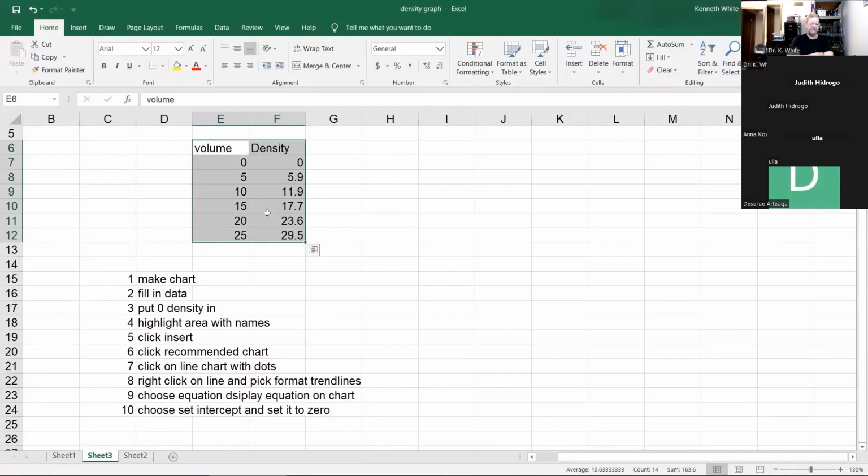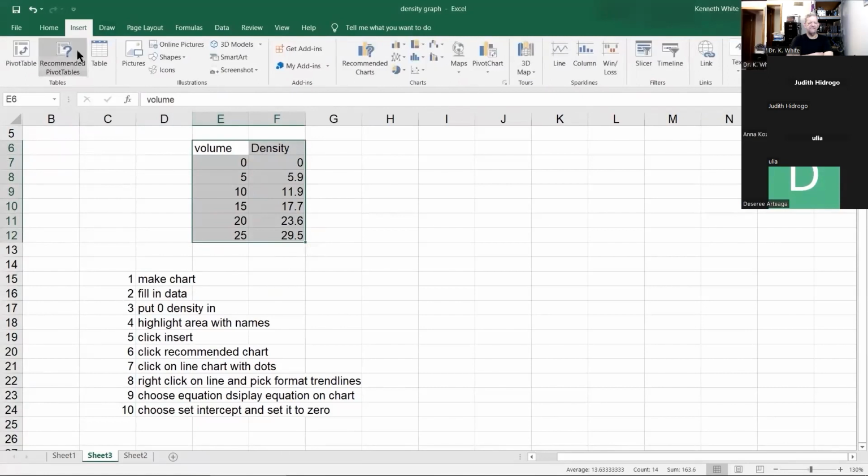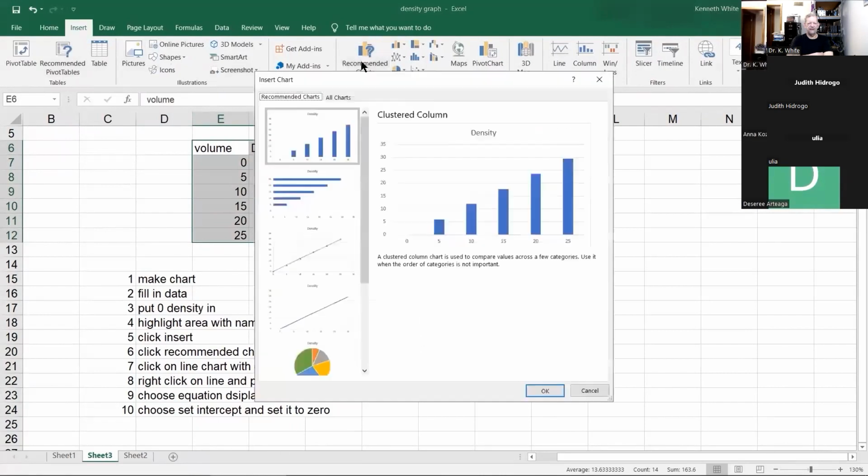Well, let's see how to graph this. If you notice right here, I have step-by-step instructions. Make the chart, fill in the data. I've done that. Highlight it. Then you click on insert. And then see here, recommended charts. Click on that. The one with the line and the dots, you click on.